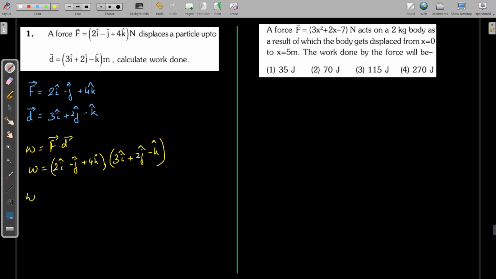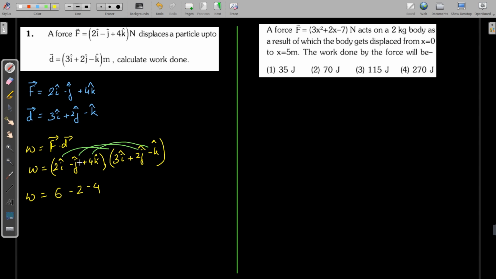So why are we doing this? Because work is a scalar quantity, that is F dot s or F dot d. We do the dot product, so it's very easy. 2 into 3 is 6, minus 2, since j is multiplied with j, and 4k cap is multiplied with minus k cap, that gives minus 4. So after multiplying, 2i cap is multiplied with i cap, j cap with j cap, and 4k cap with k cap.